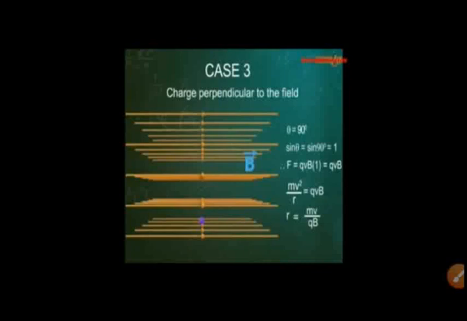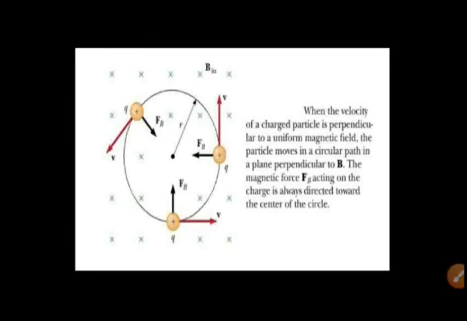Let us consider this case in detail. When the velocity of a charged particle is perpendicular to uniform magnetic field, the particle moves in a circular path in a plane perpendicular to B, that is magnetic field. The magnetic force Fb acting on the charge is always directed towards the center of the circle. That is, if the charged particle is moving perpendicular to the magnetic field, it will experience a magnetic force equal to qvB. Also, it will follow a circular path.